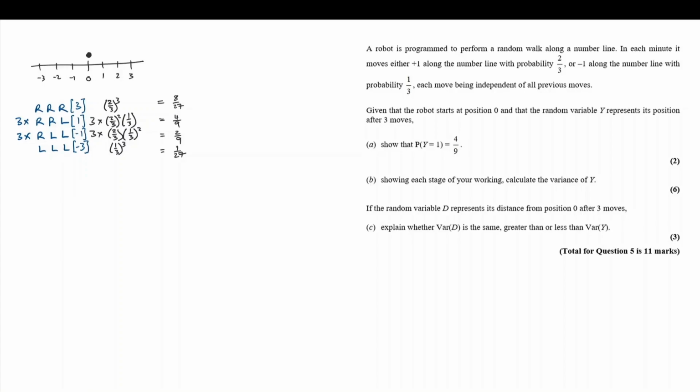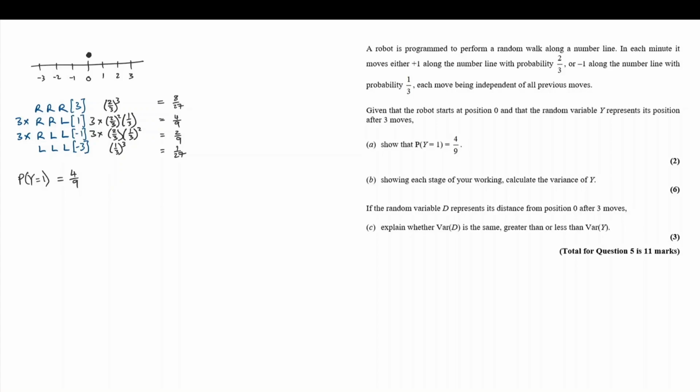All right, so a lot of information here. It may well be useful later on in the question, but part A wants us to show that the probability that y equals 1 is 4/9, and we have done that. The end position of 2 moves to the right and 1 move to the left is going to be 1, and the probability of that happening, as we've shown above, is 4/9.